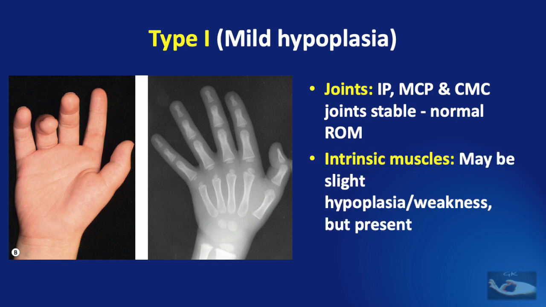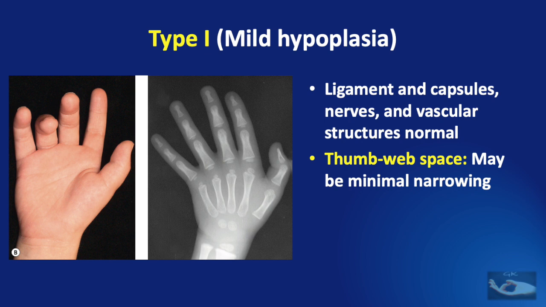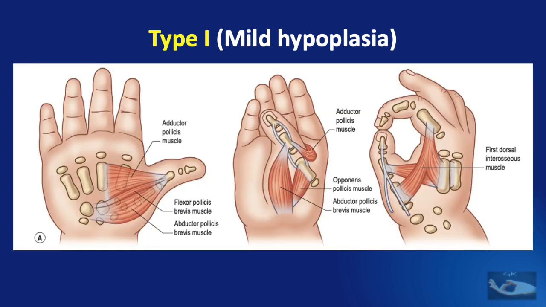As far as the intrinsic muscles are concerned, there may be slight hypoplasia or weakness, but they are present and acting. The ligaments and capsules, nerves and vascular structures are normal, but there may be a minimal narrowing of the thumb web space. So type 1 congenital thumb hypoplasia, known as mild hypoplasia, refers to a slightly smaller thumb and no discrete absence of structures. The overall function is good with minimal impairment.